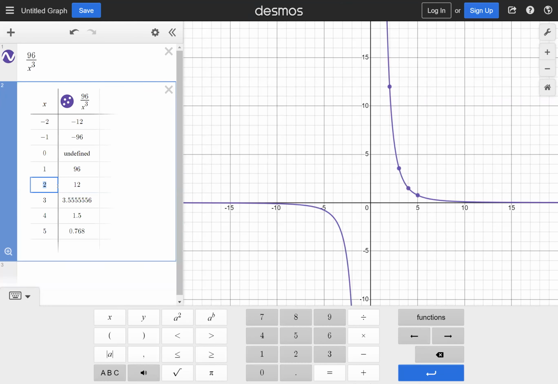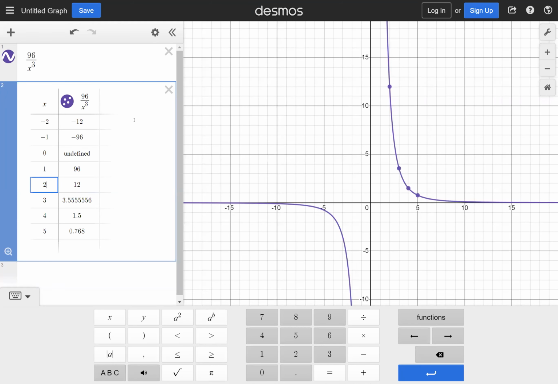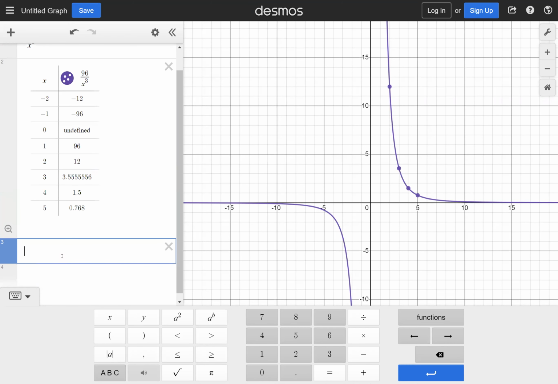So I have to keep up with my index. Since I divided by 3, that means I have a cube root. So this answer is going to be 2 times cube root of 12, which is what I have. So let's type that in just to see if that's true.